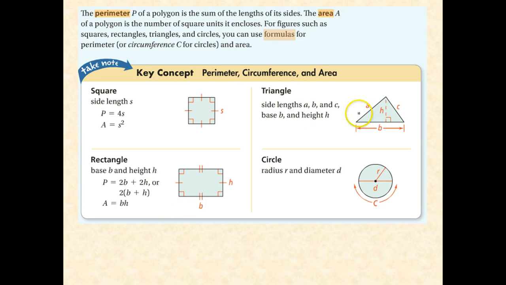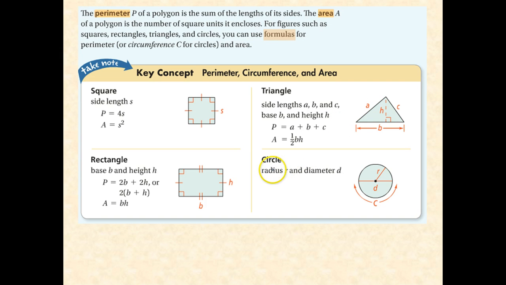How about with a triangle? Well, the perimeter is just going to be a plus b plus c, and the triangle's area is 1/2 the base times the height. And it's important to know that the base and the height have to be perpendicular to each other. You can't do a times h, because h isn't perpendicular to a.